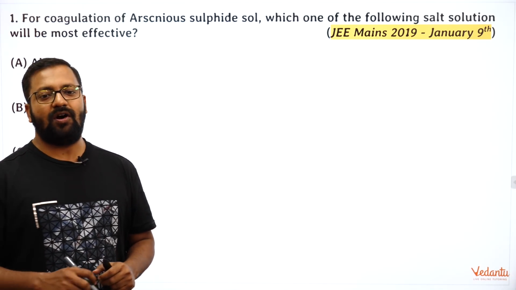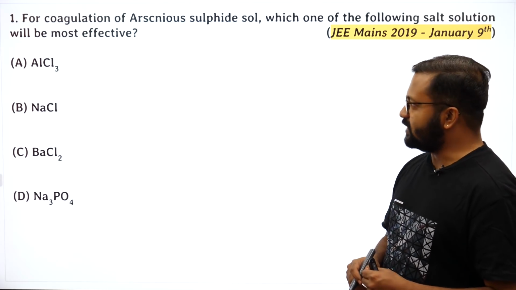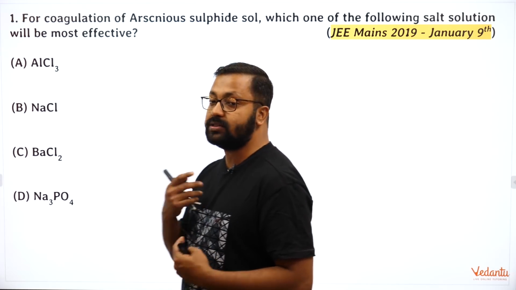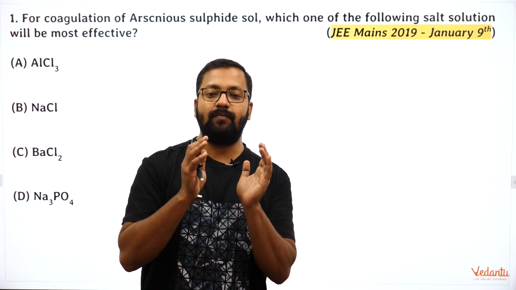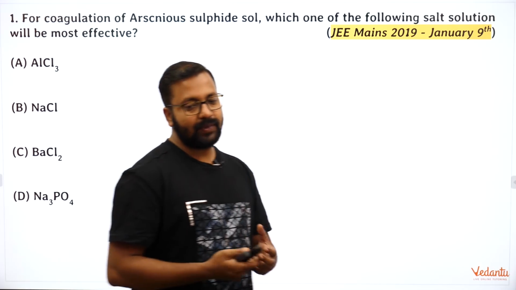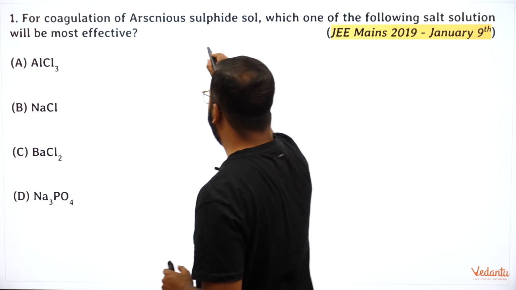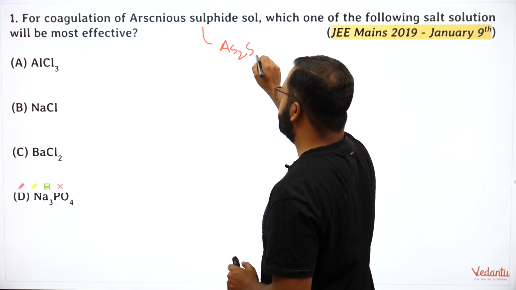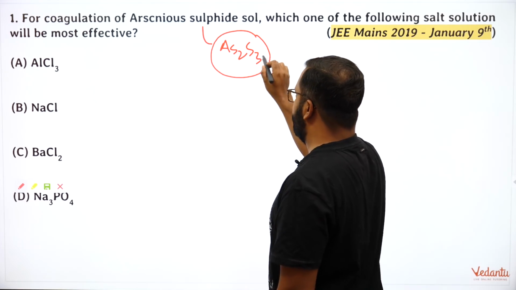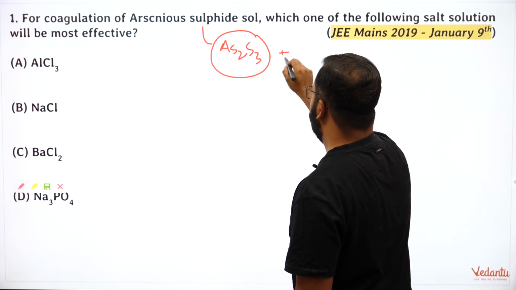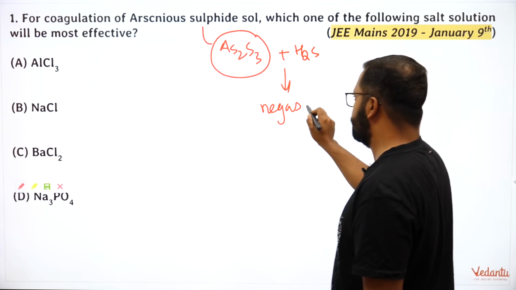For coagulation of arsenic sulfide, which of the following salt solution will be most effective? Now, coagulation is a process in which ions are being brought closer. Coagulation is a function of attraction. Now, arsenic sulfide is As2S3, and if you remember, As2S3 plus H2S will generate a negatively charged sol.